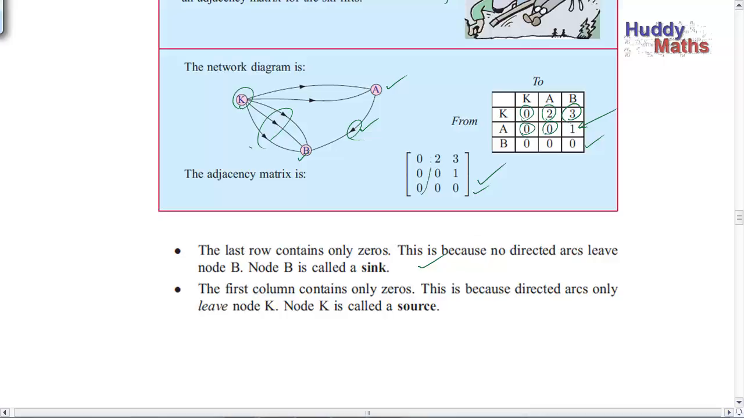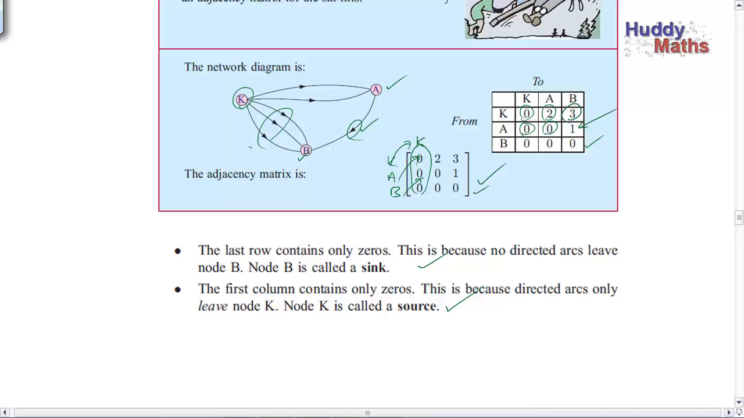This first column is interesting. Contains zeros, because arcs only leave K. They only leave K, nothing coming in to K. So this is K from K, A and B. So nothing comes in to K, because K is where you start and you ski back. You don't have any arcs connecting it. So it's called a source. So if directed arcs only come out of a point or a node, they're called a source. That node's called a source. If arcs or edges only come into a node, it's called a sink.